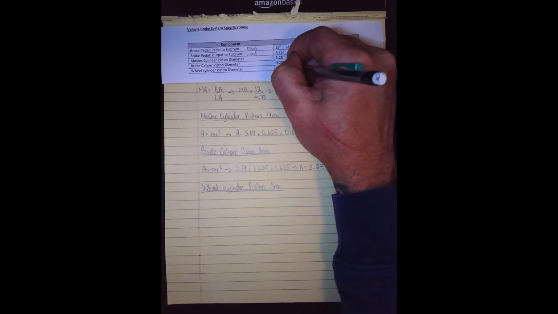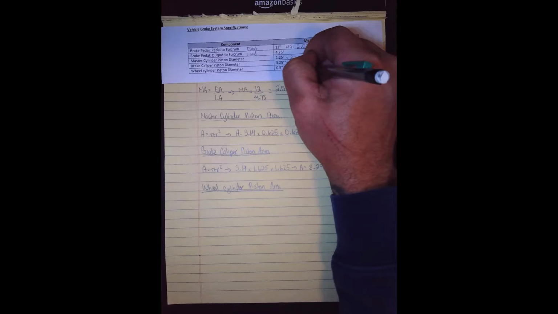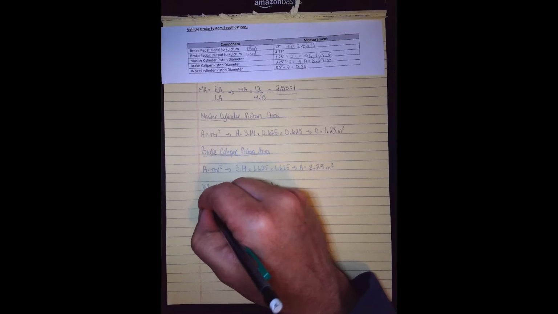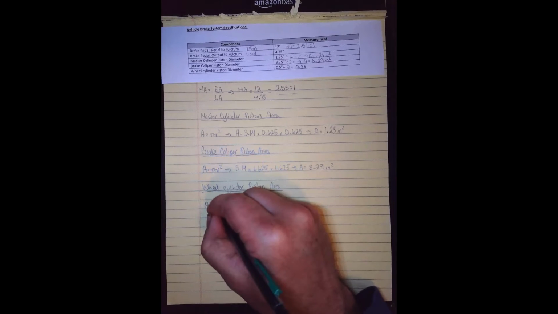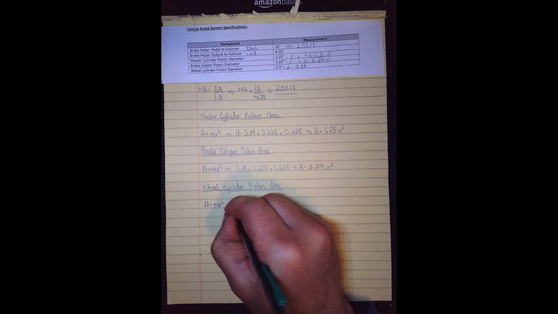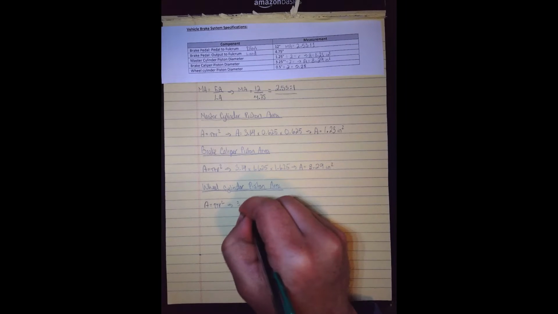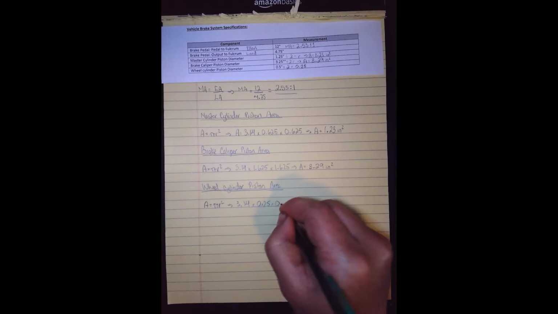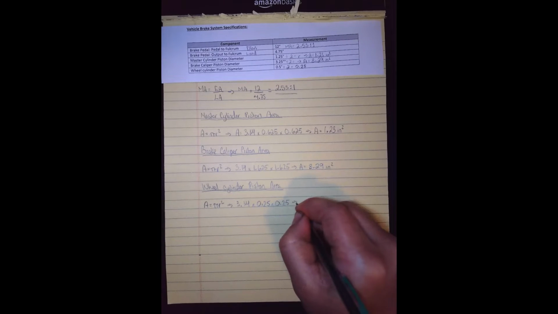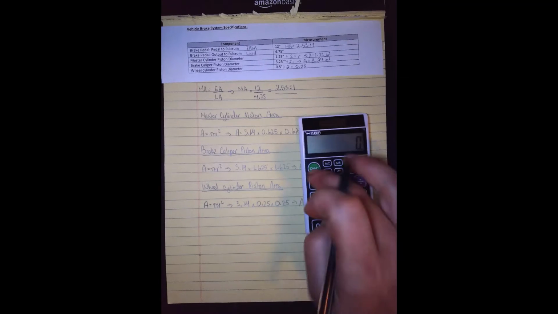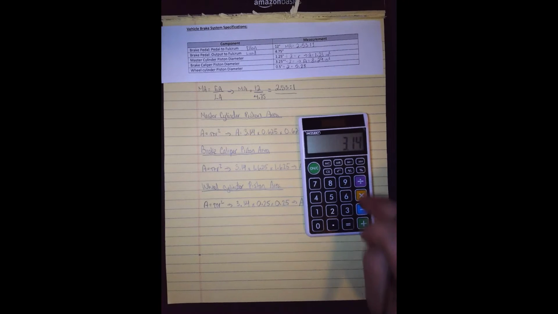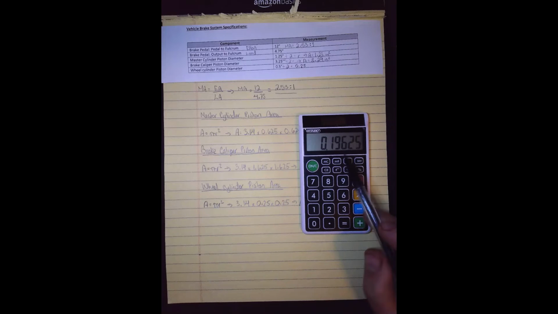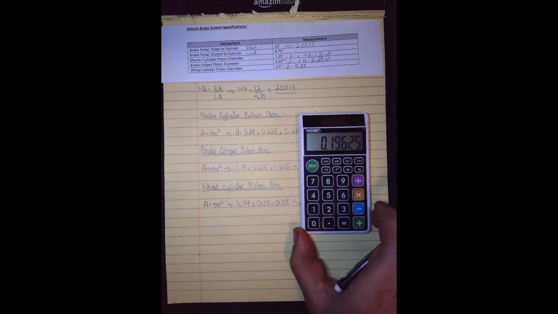We need a radius. This time I can do it without a calculator. Same formula: area equals pi r squared. So we're going to have 3.14 times 0.25 times 0.25. That is going to give us 0.196, so I'm going to round this to 0.20.